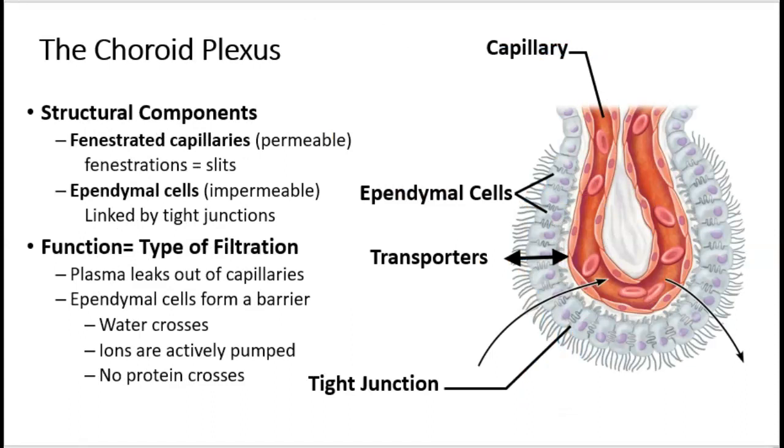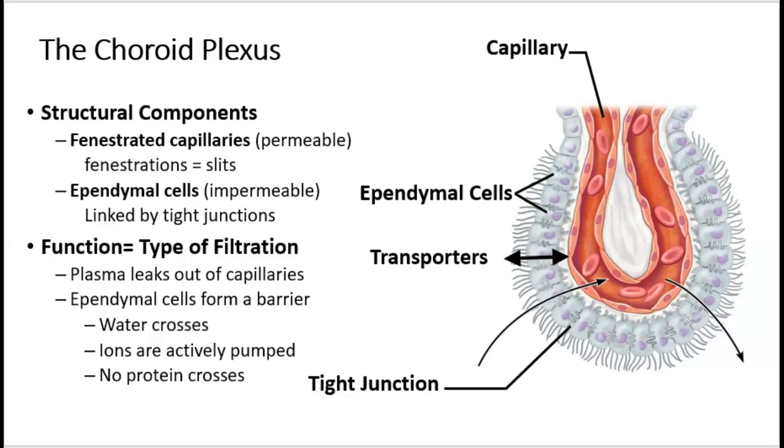So the choroid plexus is very important for making cerebrospinal fluid. And to talk a little bit about how it functions, we first need to understand its structural components. It's made up of 2 specific parts. One includes the capillaries. They're called fenestrated capillaries because they have slits between the cells and in the membrane of the cells. These capillaries are quite permeable. So one component is these fenestrated capillaries.